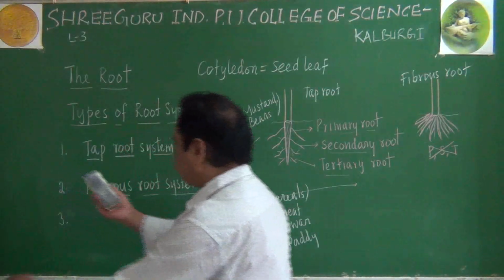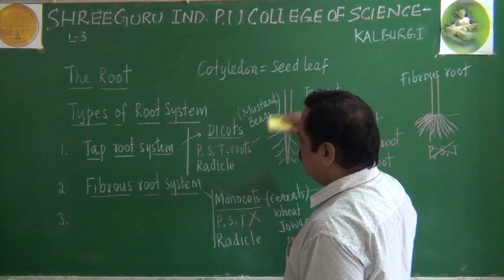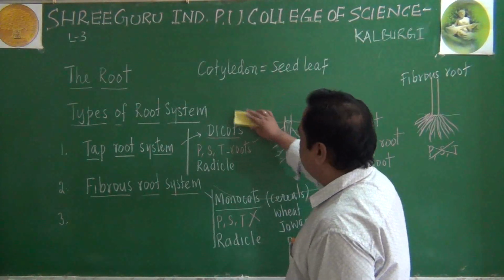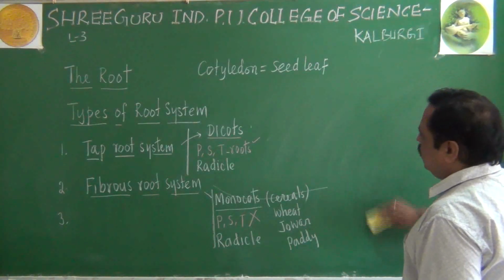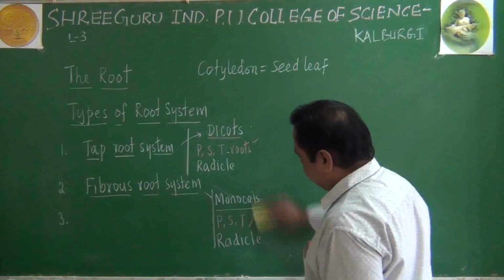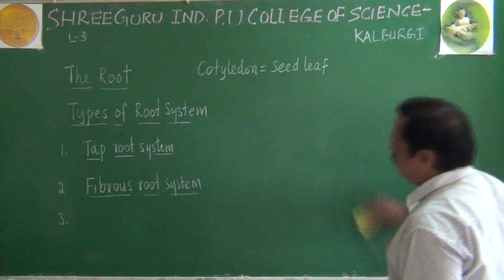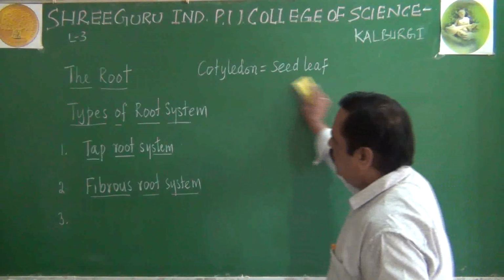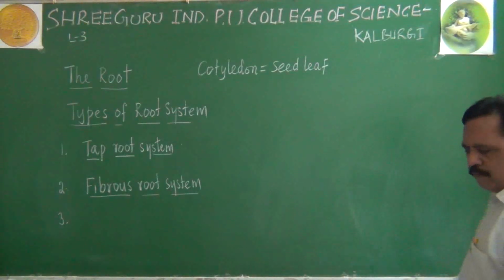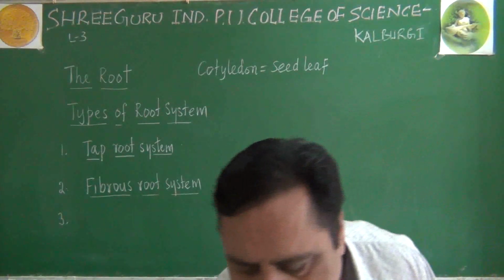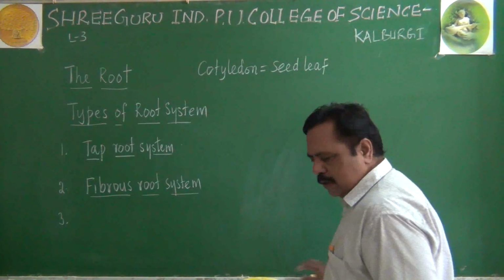You might have recalled taproot and fibrous root system. Let me continue about the third type of root system in the angiosperm. So taproots we have seen, fibrous roots we have seen. Taproots are found in dicots, fibrous roots are found in monocots, remember. Let me come to the third type of root system here. Listen.